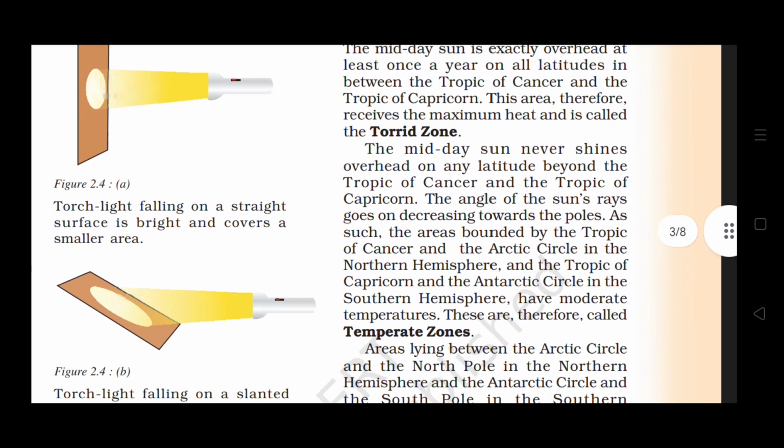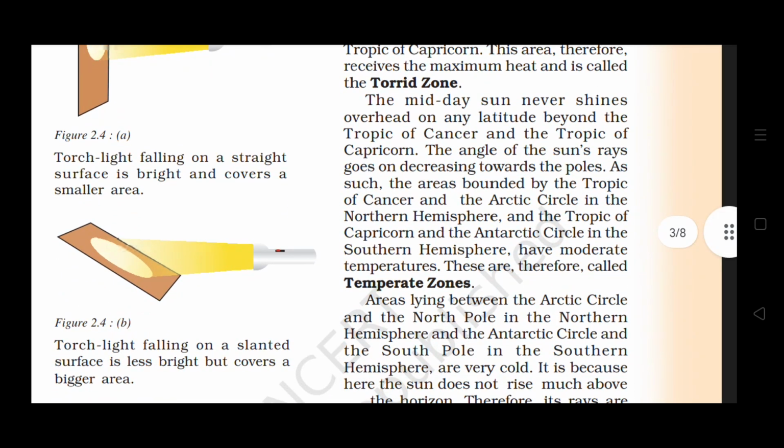This area therefore receives the maximum heat and is called the torrid zone. Because this area always receives maximum sunlight from the sun, that is the reason it is called the torrid zone. So the midday sun never shines overhead on any latitude beyond the Tropic of Cancer and Tropic of Capricorn. Those areas above the Tropic of Cancer and below the Tropic of Capricorn experience the least amount of sunlight as compared to the region in between the Tropic of Capricorn and Cancer.